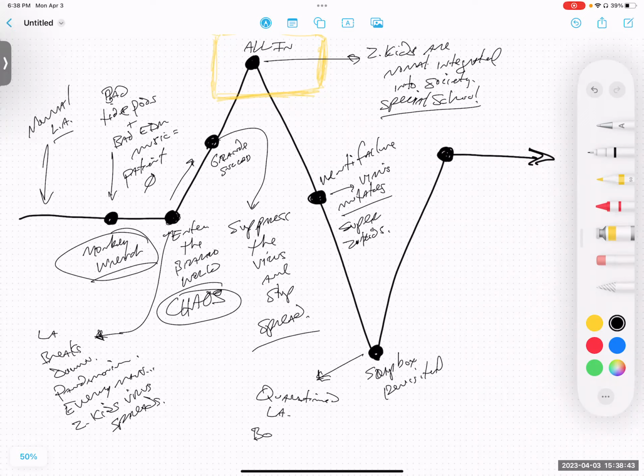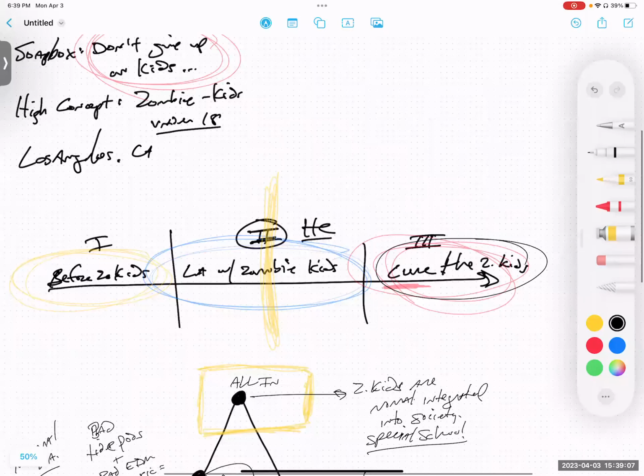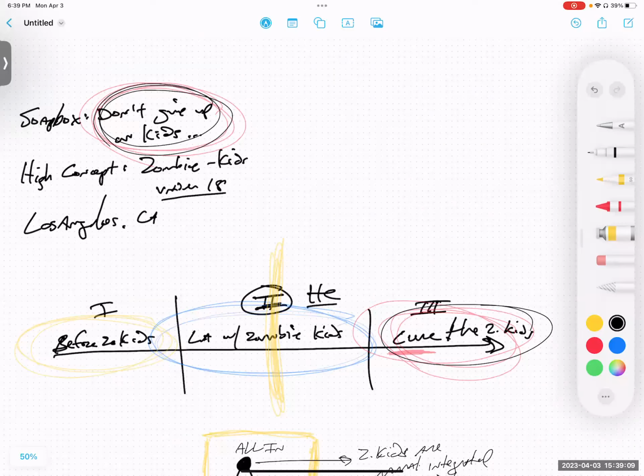Maybe they're gonna bomb LA, and they tell everybody who's over 18 to evacuate because in 12 hours, they're gonna nuke the place. Okay, but what do? Are we abandoning the kids? Of course not. We're not going to abandon the kids. We're going to cure the kids. Why? Because of the soapbox. We can't give up on the kids.